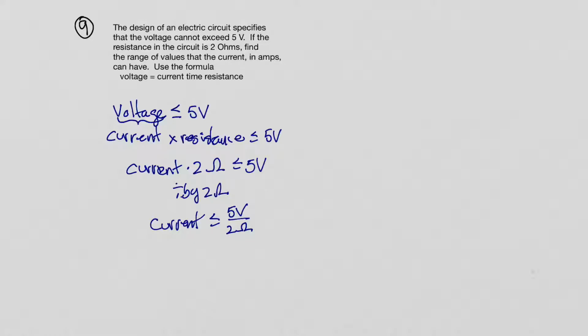And that gives us volts over ohms is amps. So the current has to be less than or equal to 2.5 amps. Our question is, how did I know volts over ohms is amps? Well, in the textbook, there's a table that shows this relationship here.